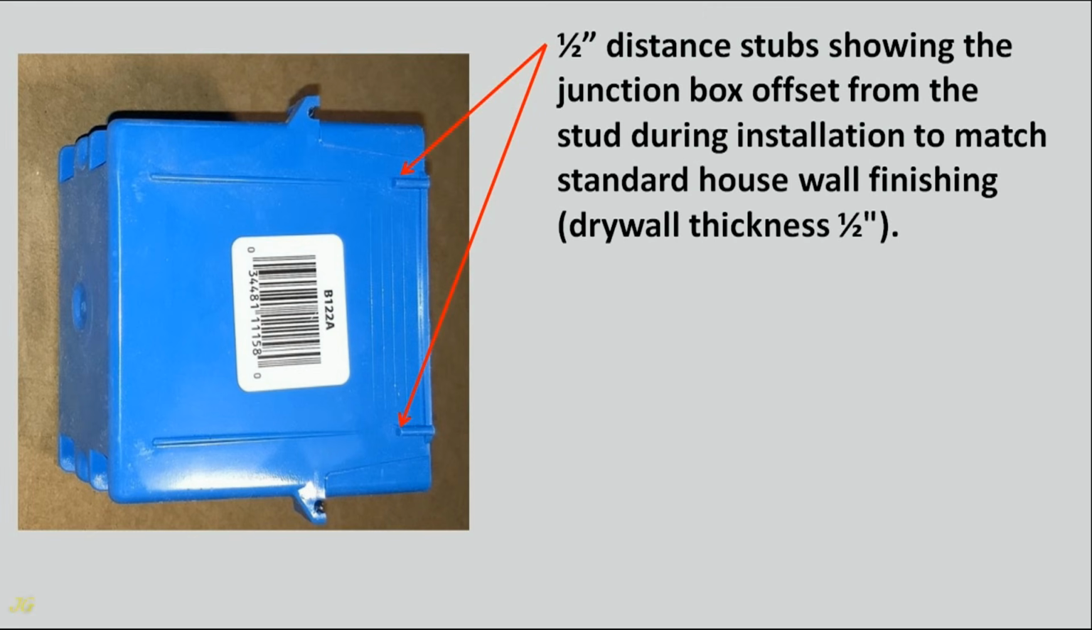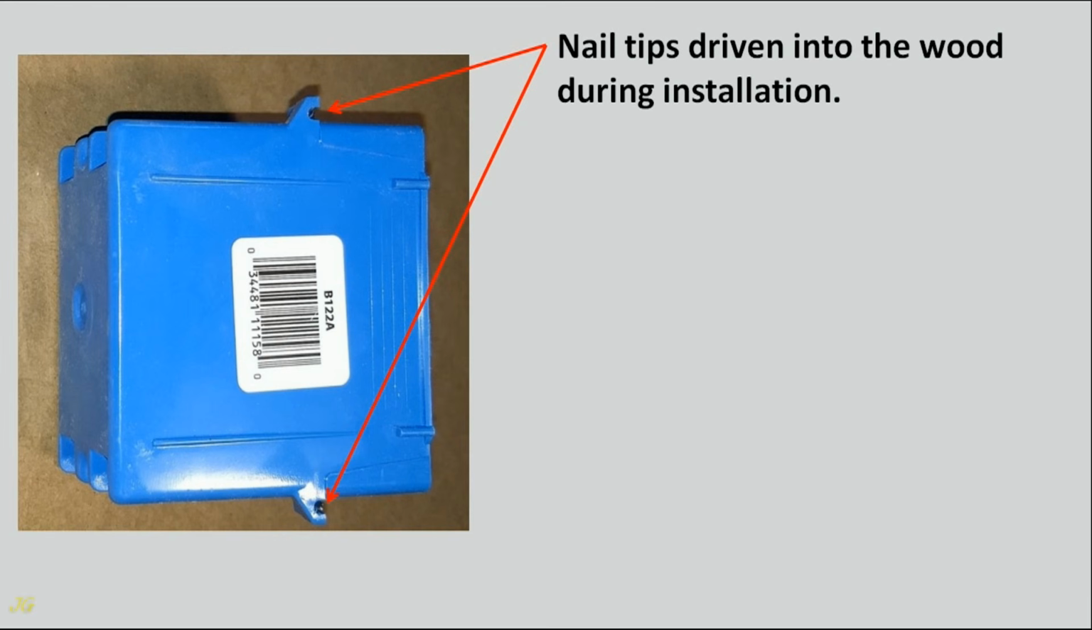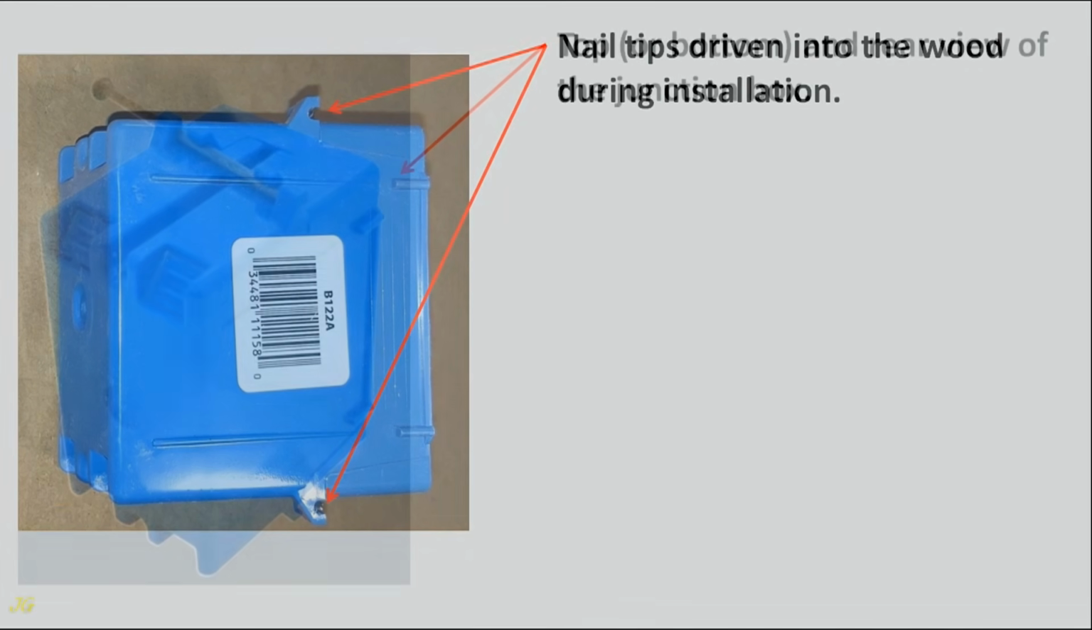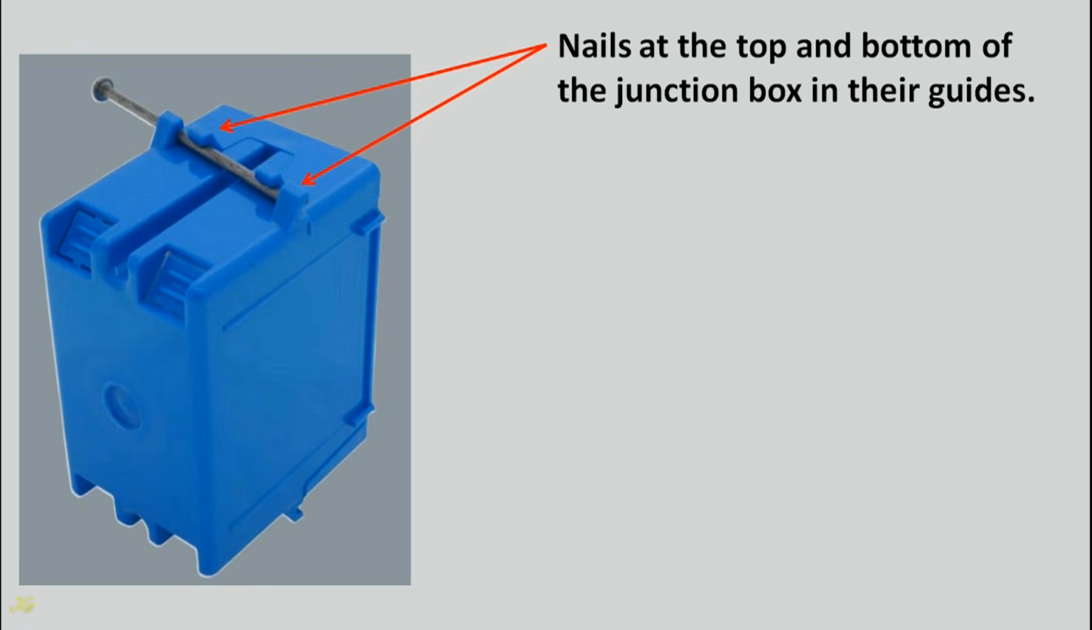1/2 inch distance stubs showing the junction box offset from the stud during installation to match standard house wall finishing. Drywall thickness 1/2 inch. Markings showing the offset of the junction box from the stud during installation for different wall finish thicknesses. Nail tips driven into the wood during installation. Top, bottom, and rear view of the junction box. Nails at the top and bottom of the junction box in their guides.